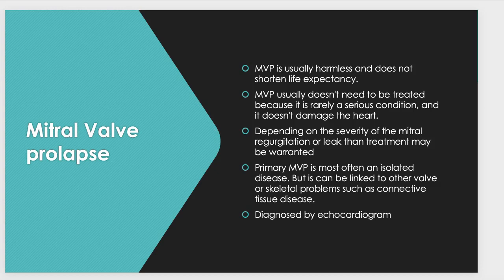Primary mitral valve prolapse is most often an isolated disease, but it can be linked to other valve or skeletal problems such as connective tissue disease. This is diagnosed by echocardiogram, or ultrasound of the heart.